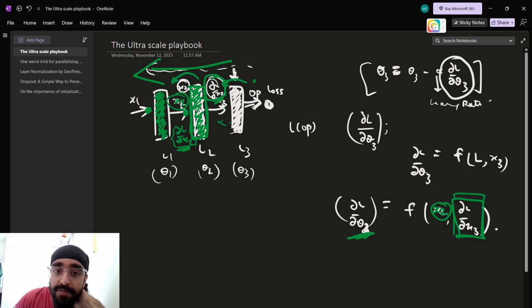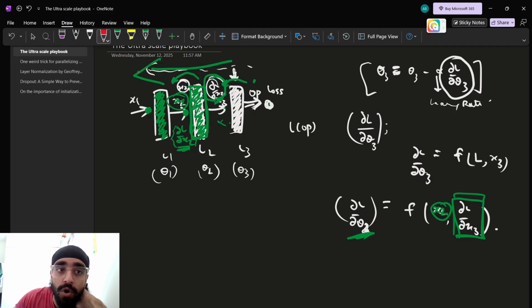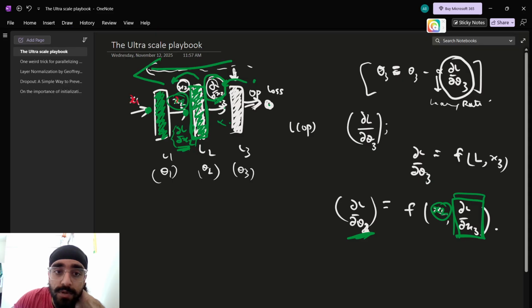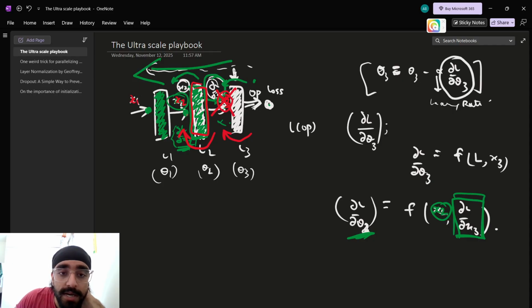So after doing the forward pass, we had to have access to all the intermediate tensors, that is x1, x2, and x3. But once we had backpropagated through this layer, we no longer need x3. We can delete it from the memory. Similarly, when we've done this step of backpropagating through L2 and calculating dL/dθ2, we no longer need access to this x2. We can delete it from memory.